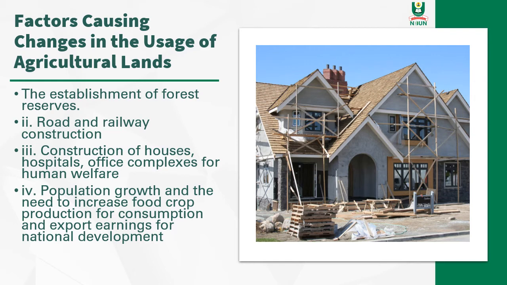And also construction of houses, hospitals, office complexes for human welfare. This is also an important factor that changes the use of agricultural land. Also population growth. When the population is on the increase, you need to increase food production, and you also need to increase consumption and export earnings for national development. So all these factors are the ones that cause the changes in the usage of agriculture.